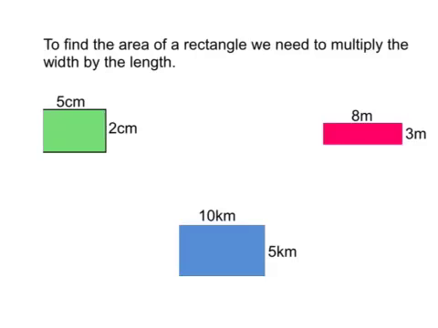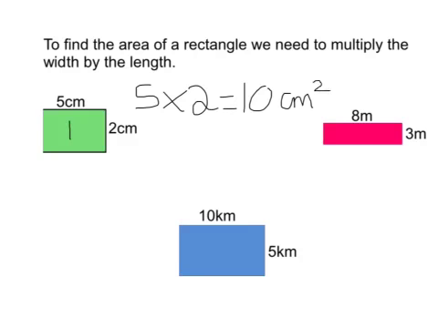To find the area of a rectangle, we always need to multiply the width by the length, or the length by the width. So, for example, rectangle 1 is 5 centimetres by 2 centimetres. 5 times 2 equals 10. And because the units are centimetres, the answer will be centimetres squared, because it is the area.